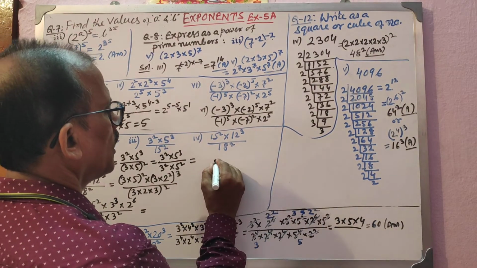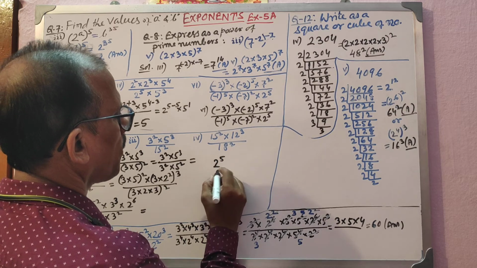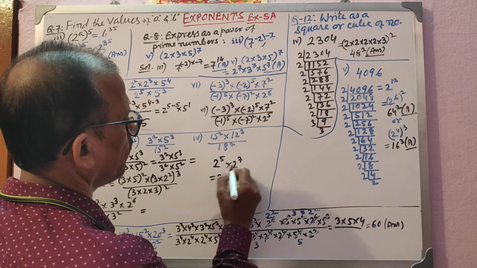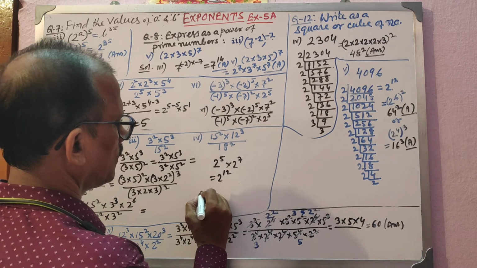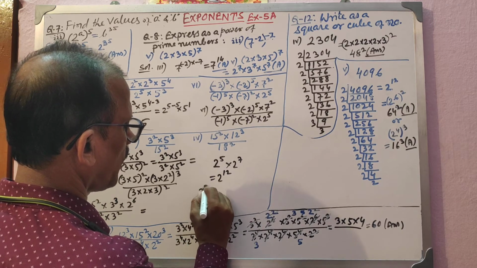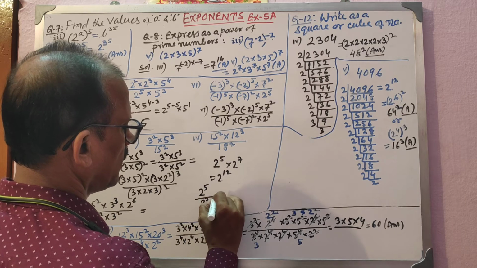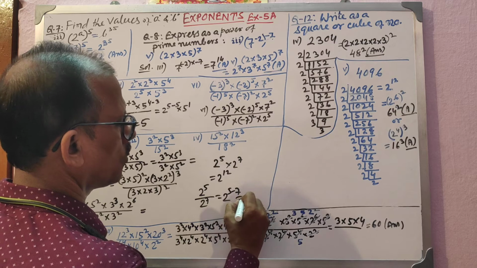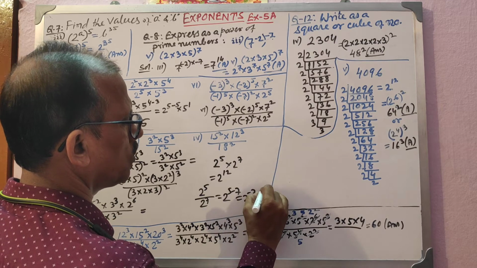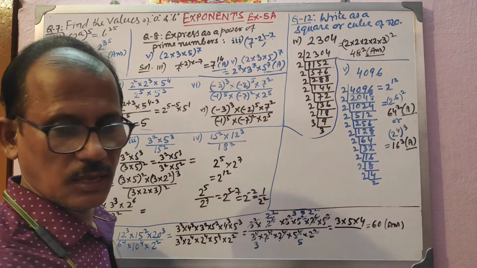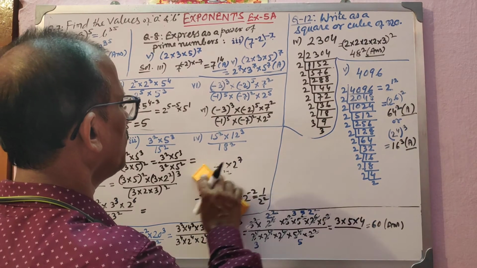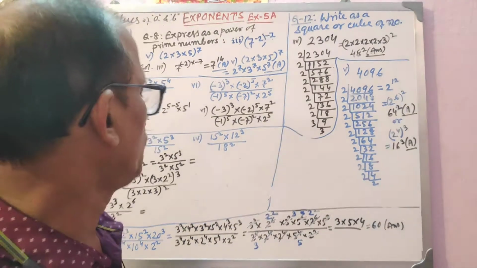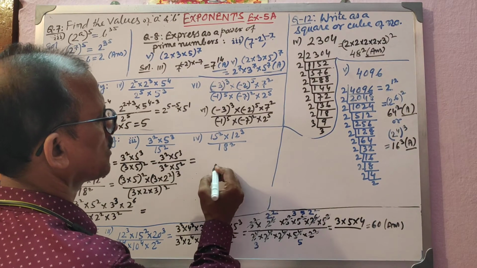See, suppose 2 to the power 5 into 2 to the power 7. The law says 2 to the power 5 plus 7, 12. Okay. Division law I will tell once. 2 to the power 5 divided by 2 to the power 7. It is 2 to the power 5 minus 7, which is 2 to the power minus 2, which is equal to 1 by 2 square. Okay. So anything to the power minus means the base will be reciprocal and the power will be positive. That concept I will discuss once again.